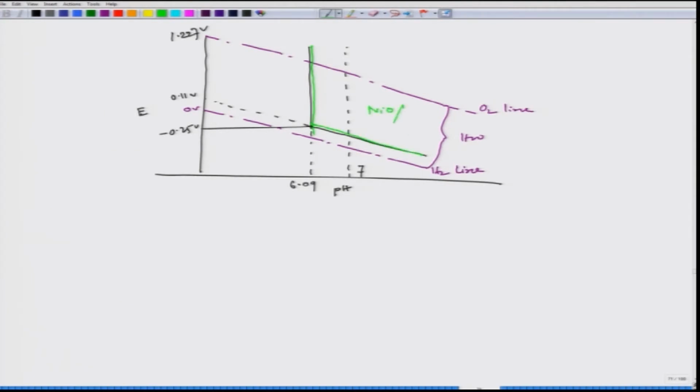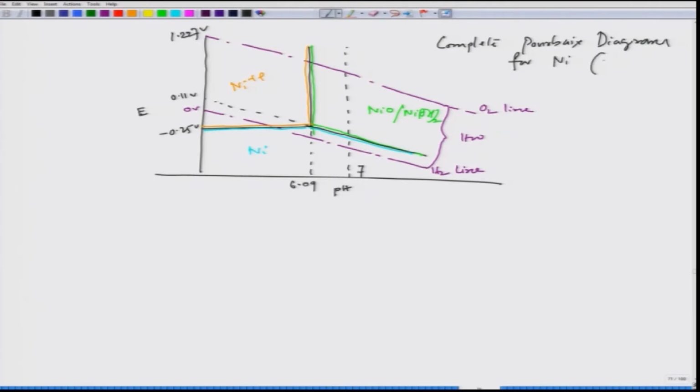This zone is NiO, Ni(OH)2, this zone is Ni++, and this one is Ni. So, this is my complete Pourbaix diagram for, or we can say for nickel.